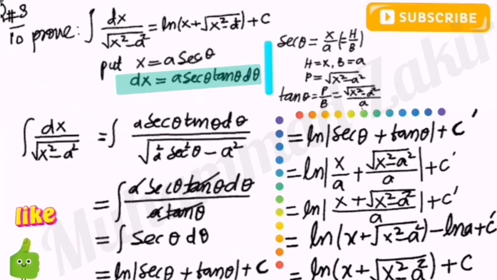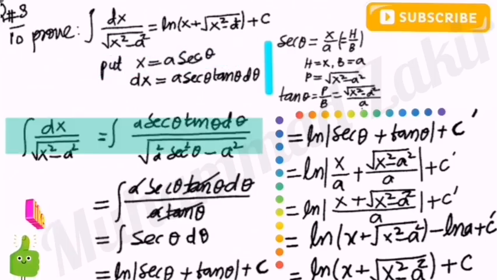We use trigonometric substitution. In place of x, we write a secant theta. X will be replaced by a secant theta, then its differential is dx equal to a secant theta tan theta d theta, as we know that the derivative of secant is secant theta tan theta. So dx is equal to a secant theta tan theta d theta is the differential of the left hand side and right hand side of the substitution x is equal to a secant theta.